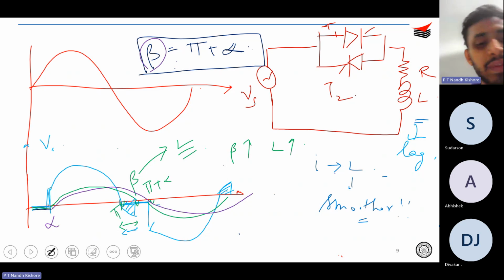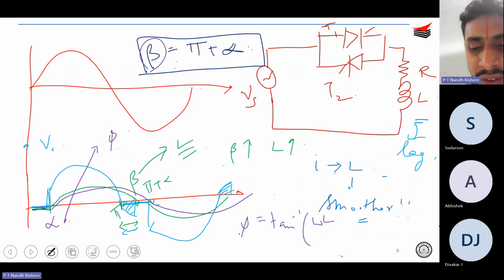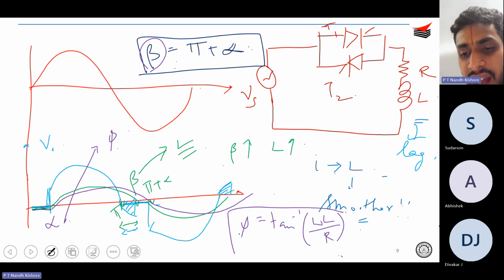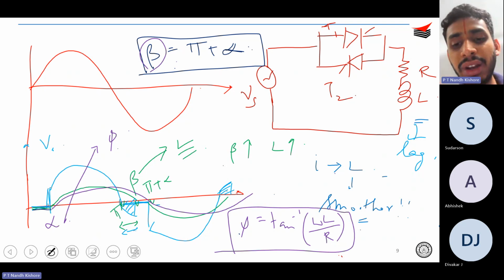Is there some relation with the firing angle? If I can relate alpha with your phi, right? What is your phi? Phi is tan inverse of omega L over R, where R and L are your load. If I can relate this angle, this particular load angle, as we might call it, so this phi is your load angle, right?